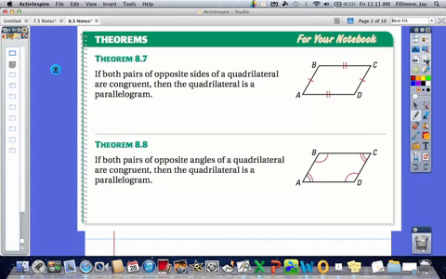Also, if opposite angles are congruent, we know this is a parallelogram. So if both pairs of opposite angles in any quadrilateral are congruent, then you know it's going to be a parallelogram. So if you want to pause and copy these down, you can, but I'm going to move on to do some examples.